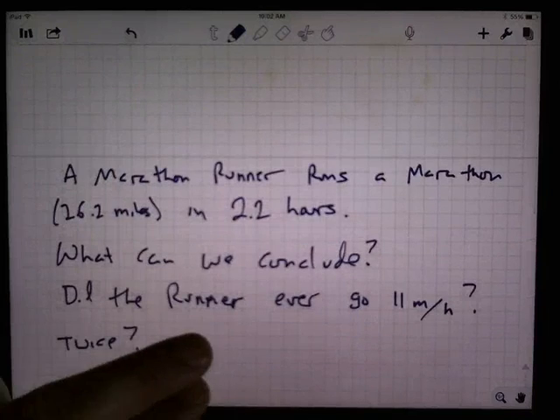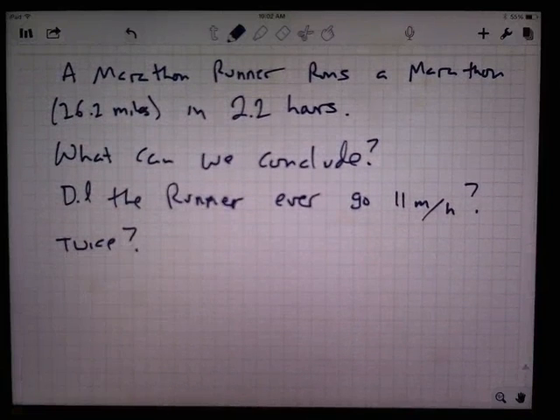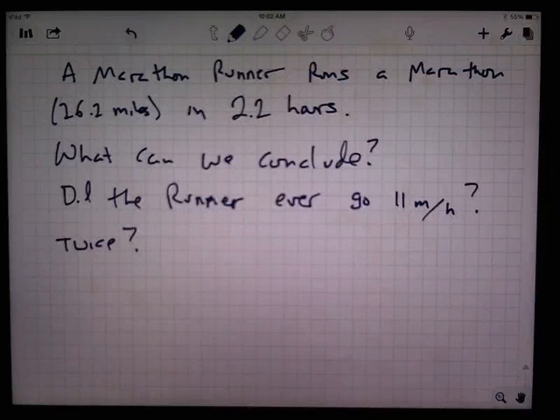And next I want to do one. This is a question that came out of a textbook that we used to use a bunch of years ago. And it stated like this. It says a marathon runner runs a marathon, which is 26.2 miles, in 2.2 hours. This is actually a pretty good marathon runner. The book that I got this problem from asked the question: show that the runner ran exactly 11 miles per hour at least twice.